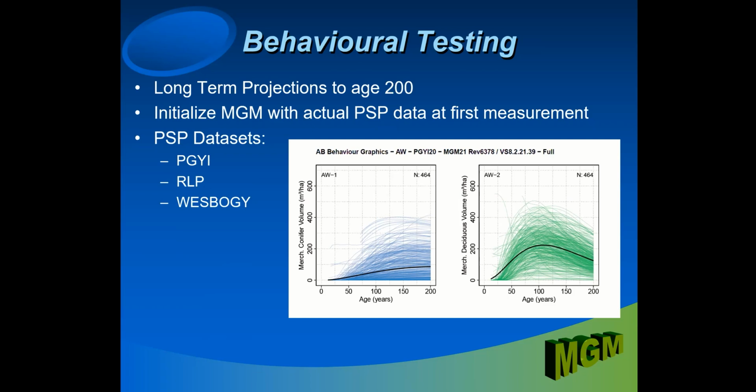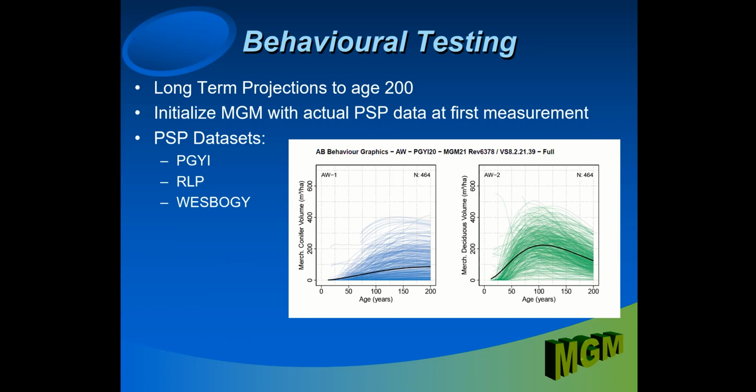We have age on the x-axis. We have merchantable volume on the right. We took all the PSPs and ran them out to age 200, and then we fit a yield curve to it. Essentially, these are nonlinear fits, so these would essentially be the yield curve for a strata, for example, if that's what you were looking at doing.